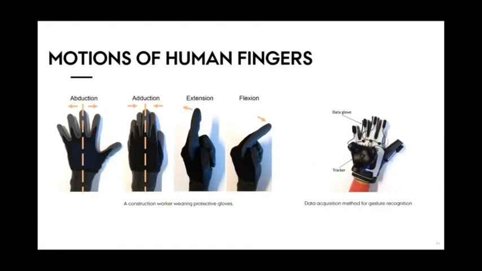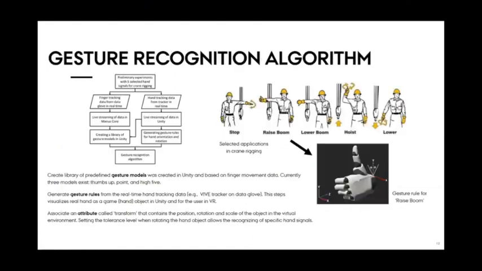I'm not going into the details. There are several providers of these tools available. And here we focus on a couple of specific hand signals we find interesting in the construction environment as they relate to crane rigging. For example, stop, the boom, the load, raise the boom, lower the boom, hoist, and lower. These signals can be recorded using this data glove.